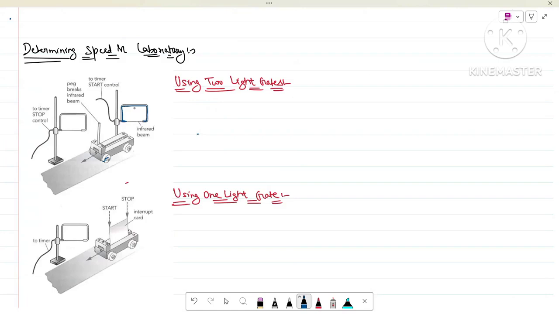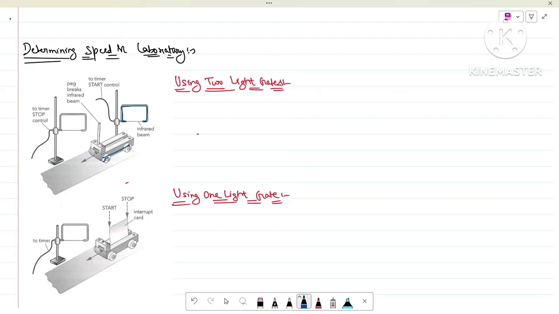These light gates are connected to the computers, and we have connected a timer also. Programming is done so that whenever there is an interruption in the signal, the timers are switched on and off. Now see, when we are using two light gates, how can we find the speed?